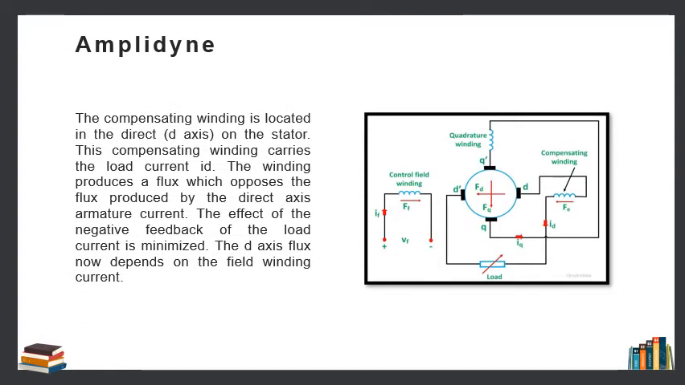So the compensating winding is located in the direct axis or D axis on the stator. This compensating winding carries the load current ID. The winding produces a flux which opposes the flux produced by the direct axis armature current. The effect of the negative feedback of the load current is minimized. The D-axis flux now depends on the field winding current.